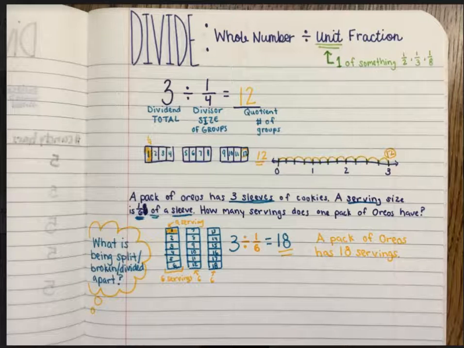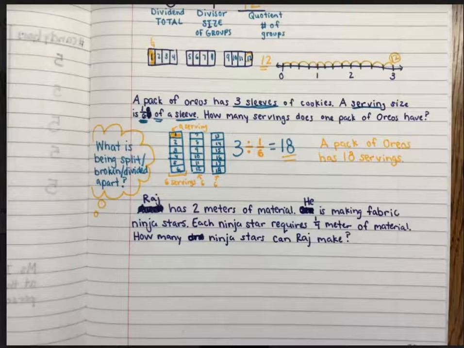All right, let's take a look at one more example in context. Raj, as we know, loves to make paper weapons. And so Raj has 2 meters of material. He's making fabric ninja stars using his material. Each ninja star requires 1/4 of a meter of material. How many ninja stars can Raj make?